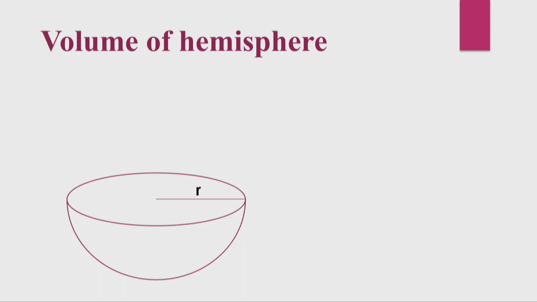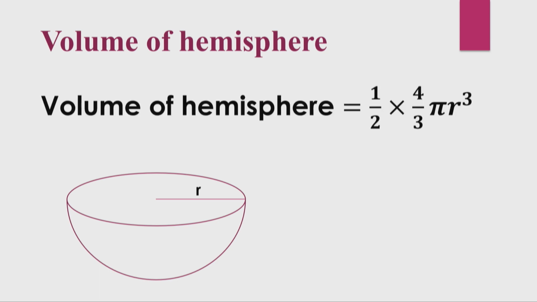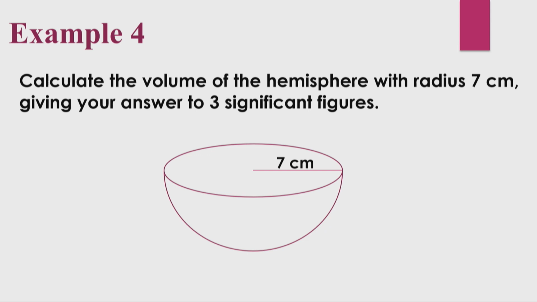Now, let's have a look at volume of a hemisphere. Volume of a hemisphere is equal to half multiplied by 4/3 pi r cube, which is equal to 2/3 pi r cube. Let's apply this formula in some examples. Example 4. Calculate the volume of a hemisphere with radius 7 centimeters, giving your answer to 3 significant figures.